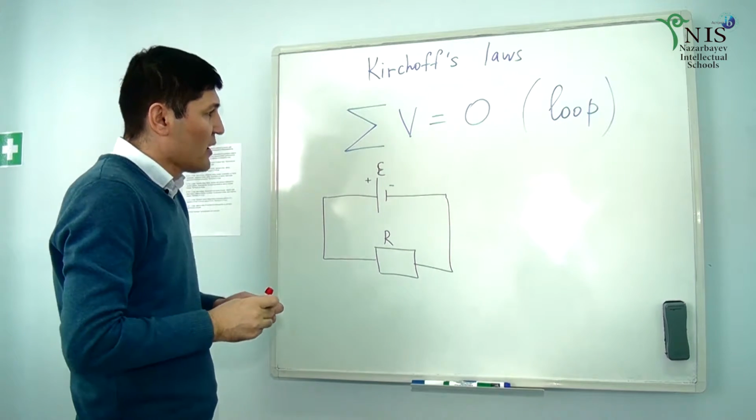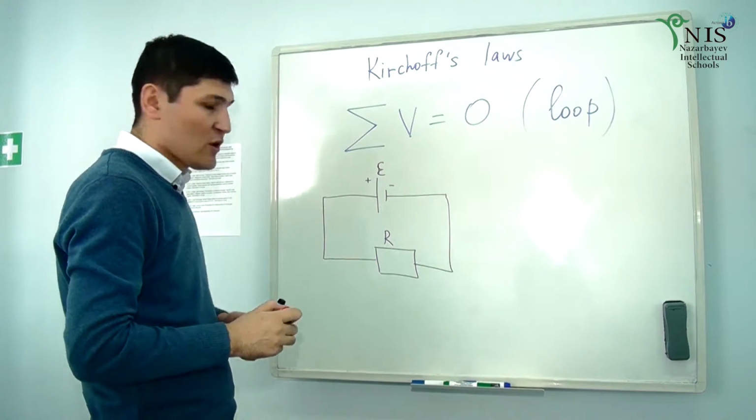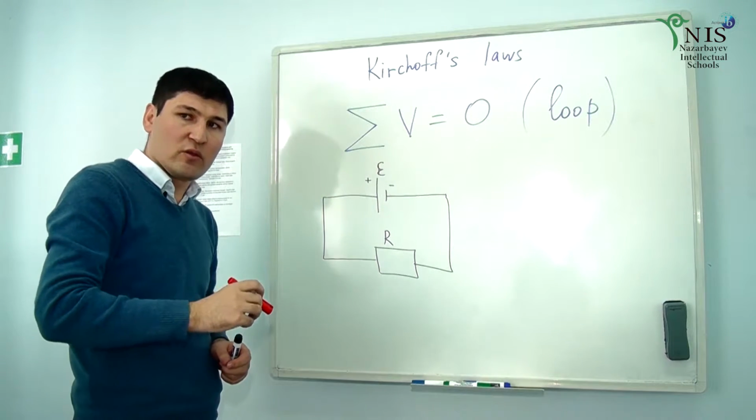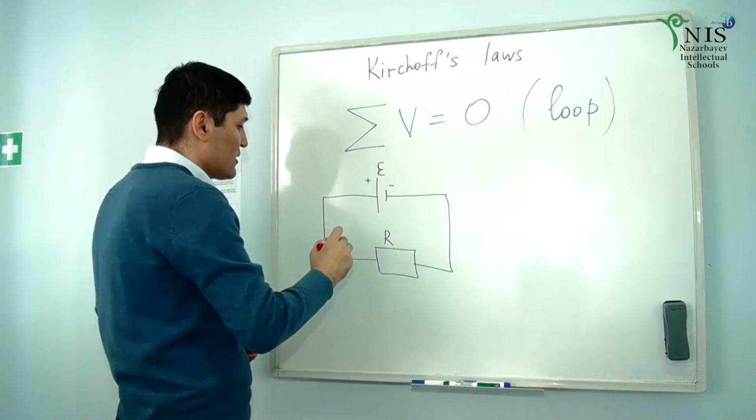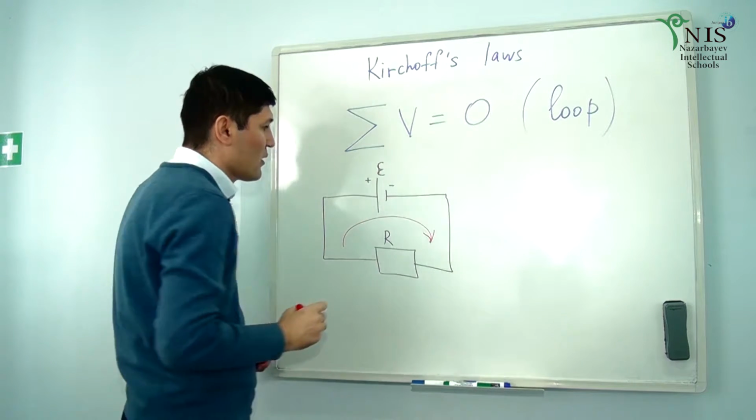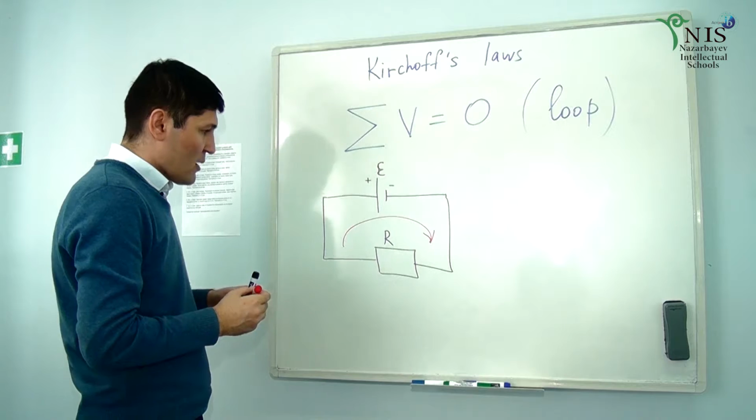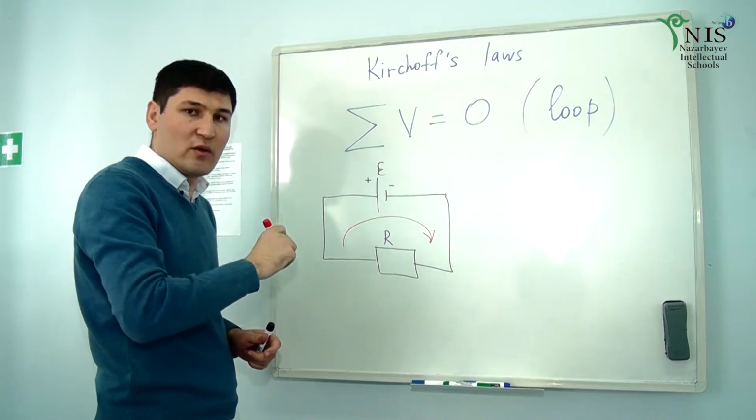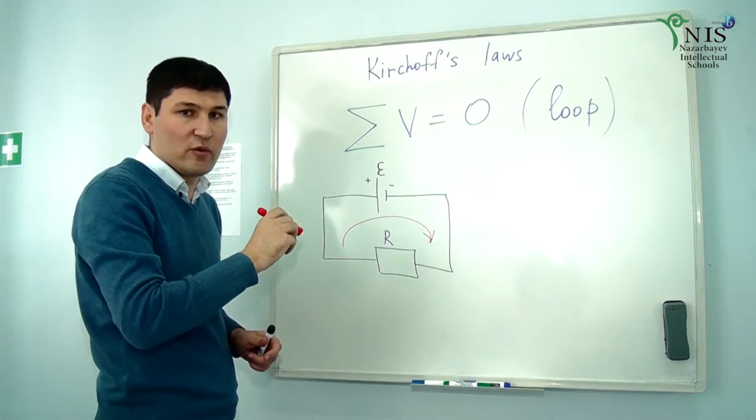So how do we apply this law? We need to choose a direction in which we are going to look at the loop. Let's say we have clockwise direction, and also, as with the first law, we need to look at the signs. We need to be careful with signs.